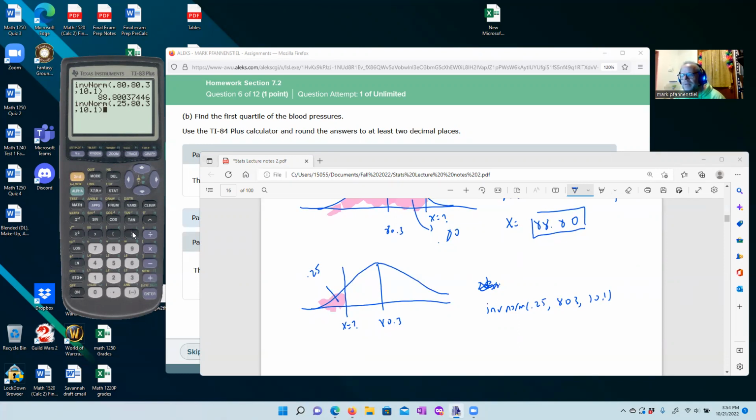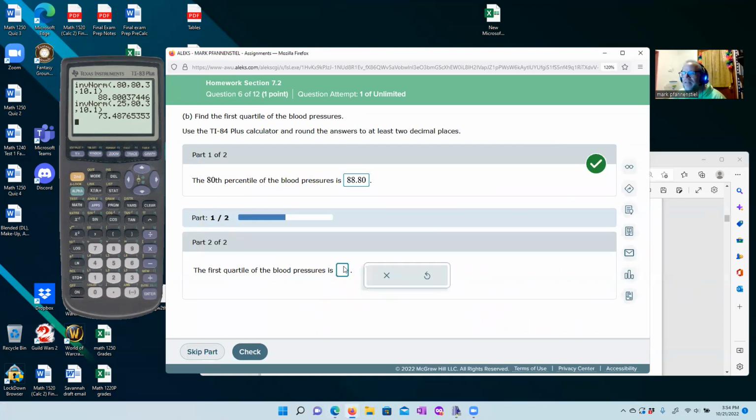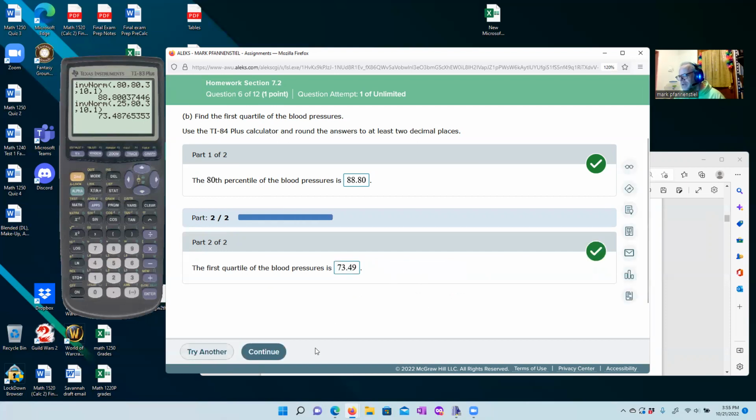All right, so there we have it. That should give us our 25th percentile. We ended up with 73.49. Again, I should be so lucky to have a blood pressure of 70 something. Hopefully you're in that position too. So we'll say that's 73.49. Check. That's our first quartile. So we got the green flag, so we're ready to go on.